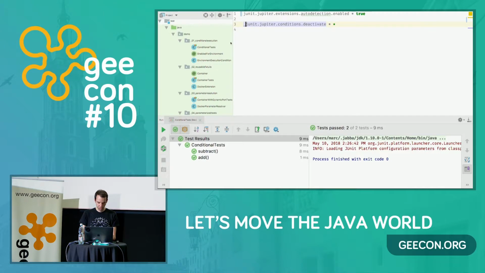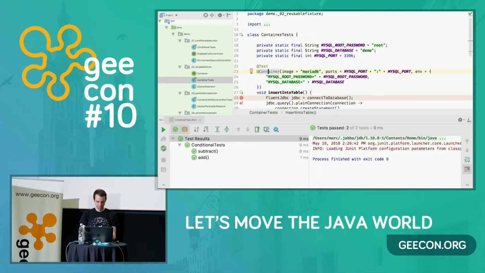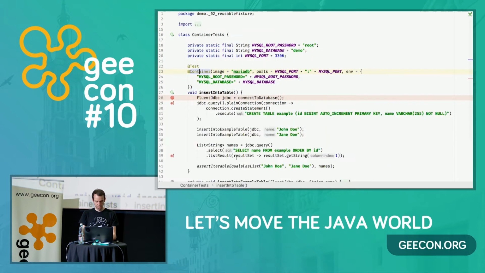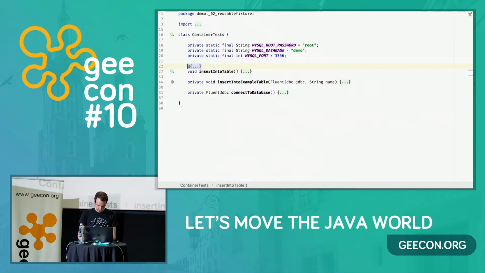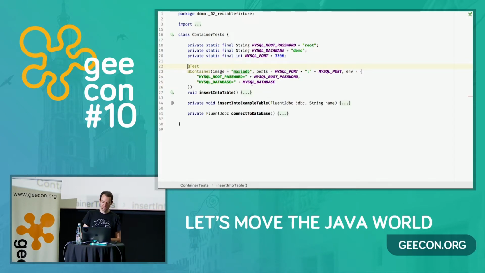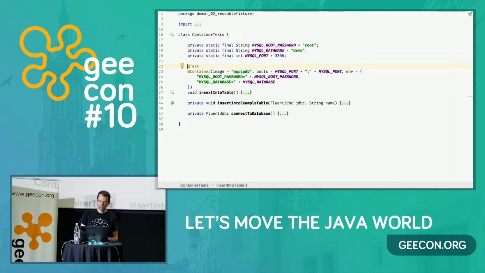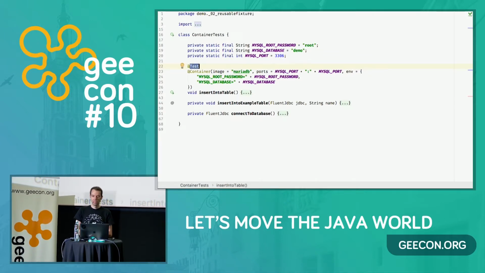First of all, I'm going to revert this, otherwise all the tests would not run. So here we are. Okay, so this class is called container tests. Now we have one test in this class. It's called insert into table. It has a test annotation on it, but it also has a custom annotation that I invented for the sake of this example. It's called container. It specifies an image, which is a Docker image, and a port mapping.